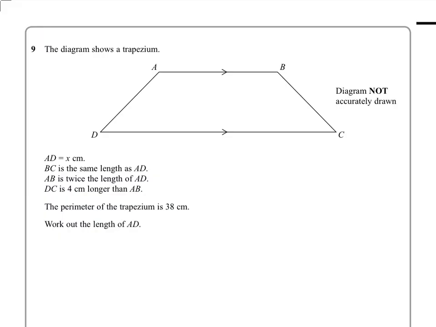Okay, so next one. The diagram shows a trapezium and it's given all the information here. It says the perimeter of the trapezium is 38 centimetres, work out the length of AD. Well, it says AD is x centimetres, BC is the same length as AD. Okay, that's useful. It says that AB is twice the length of AD, so that's got to be 2x. And it says DC is 4 centimetres longer than AB, so that's going to be 2x plus 4 or 4 plus 2x, either way.